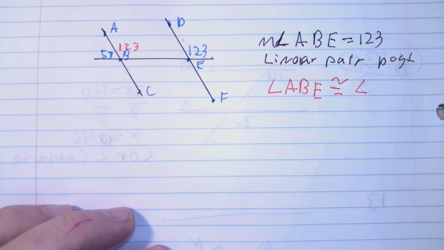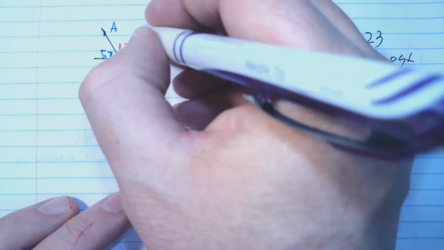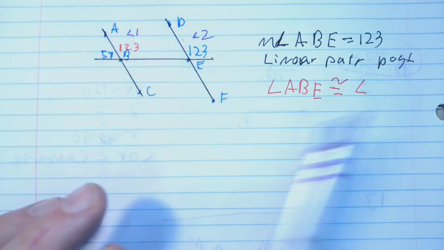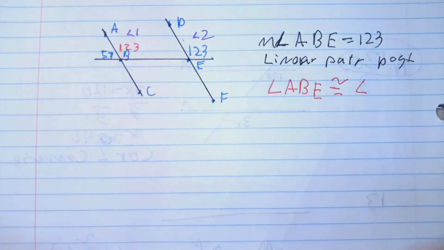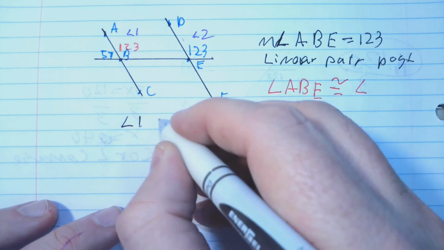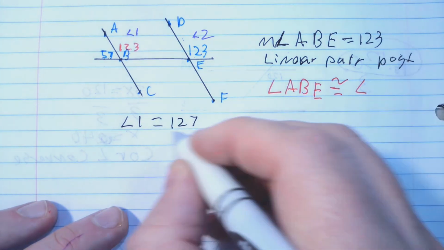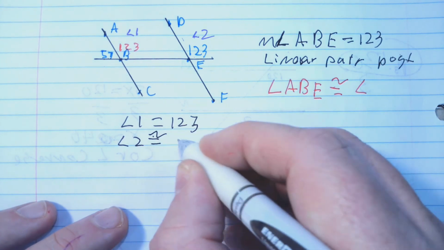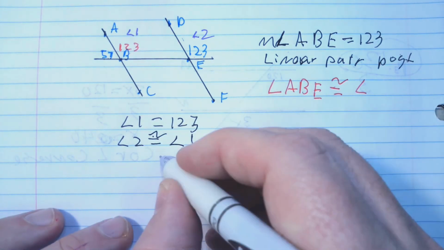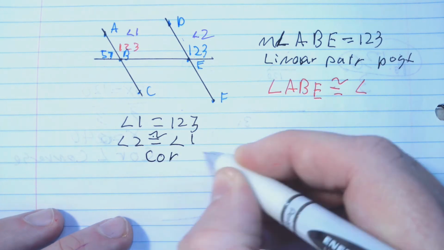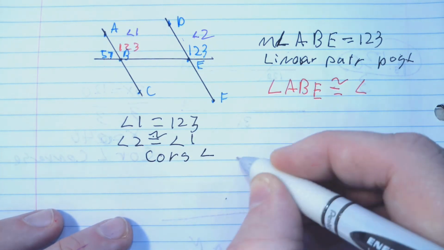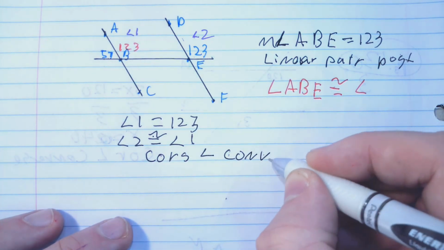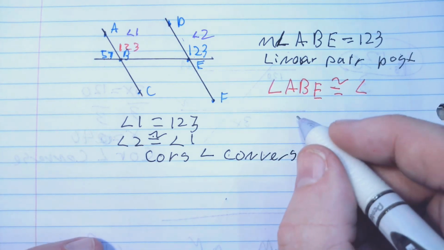Here, I'm going to give you a cheat. Let's not do this ABE. Just label this angle, angle 1. Label this angle, angle 2. We can do that because they're not giving me enough letters. So angle 1 equals 123, linear pair postulate. Angle 2 is congruent to angle 1 because of the corresponding angle converse. Okay? And that's how you prove these lines parallel.